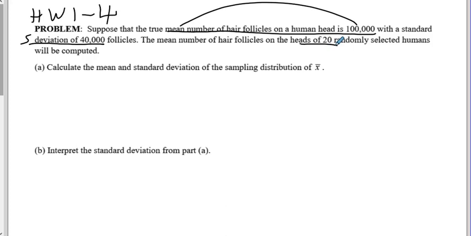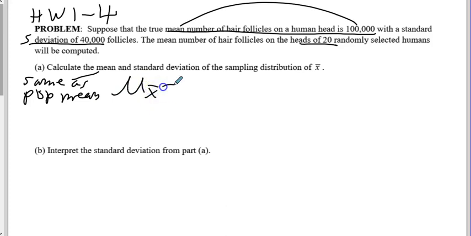Okay, so it says calculate the mean. Remember, this is the same as the population mean. So we're going to do that funky looking U, x bar. What is the mean? What did they tell us in the problem the mean was? 100,000. Bam. There you go. Now, standard deviation. I did that wrong. Got my little curly Q in the wrong spot.